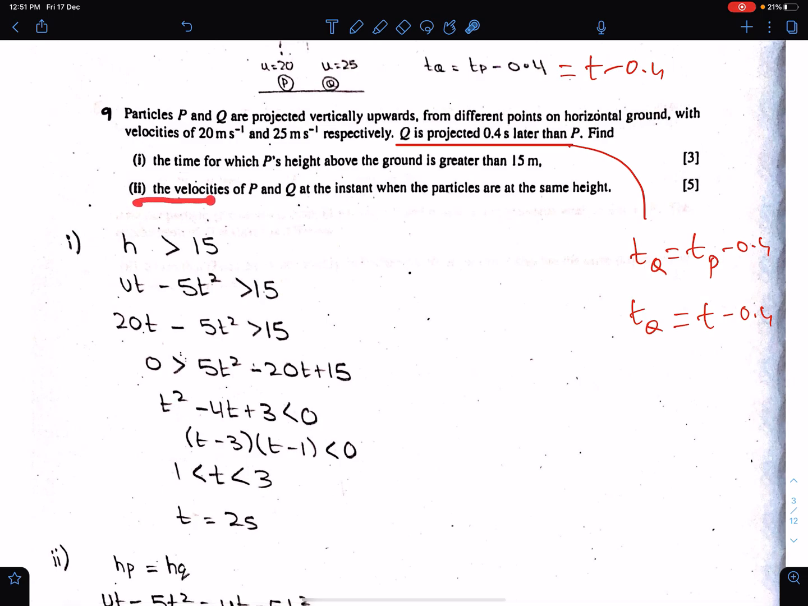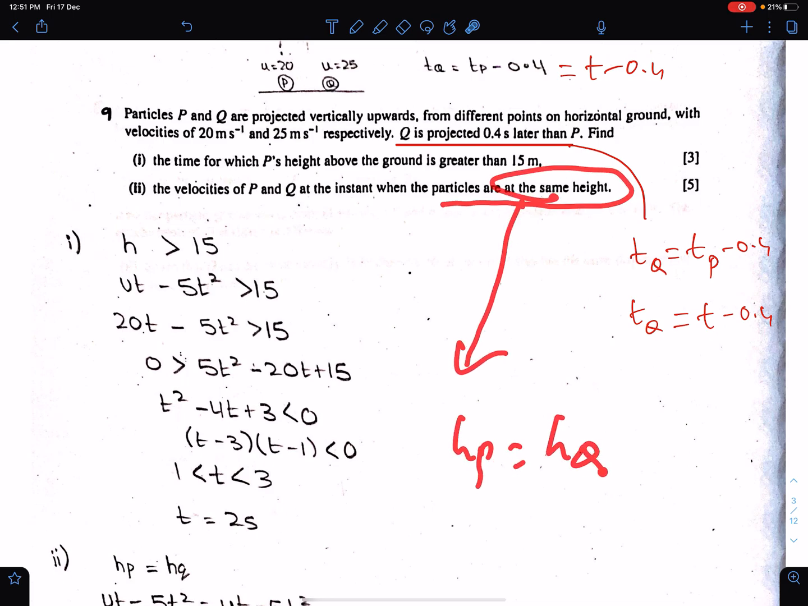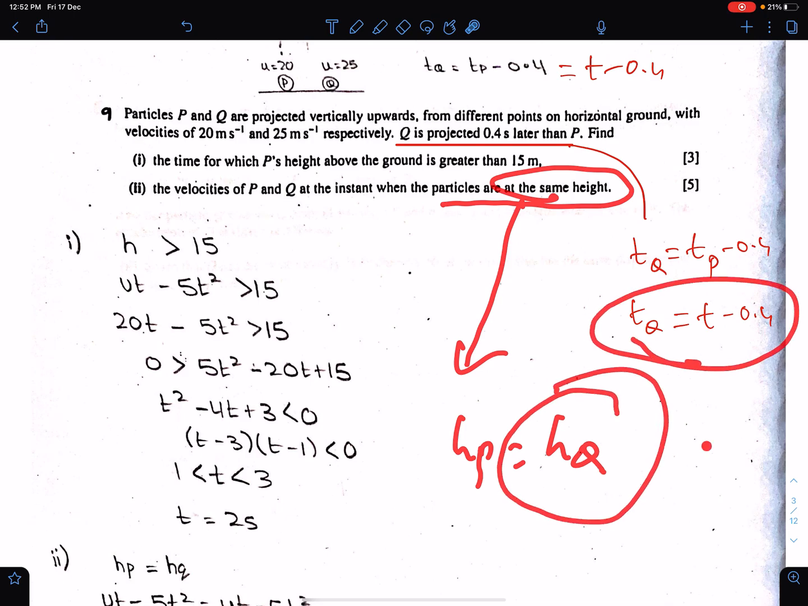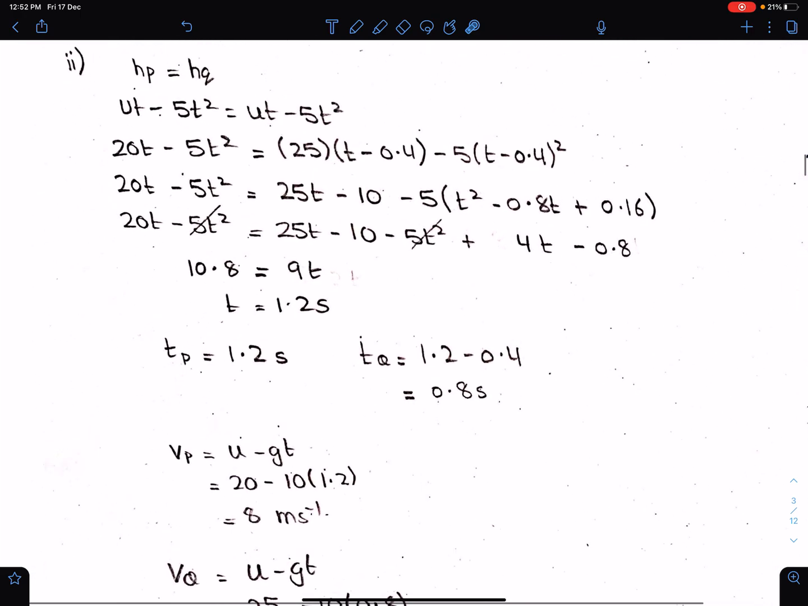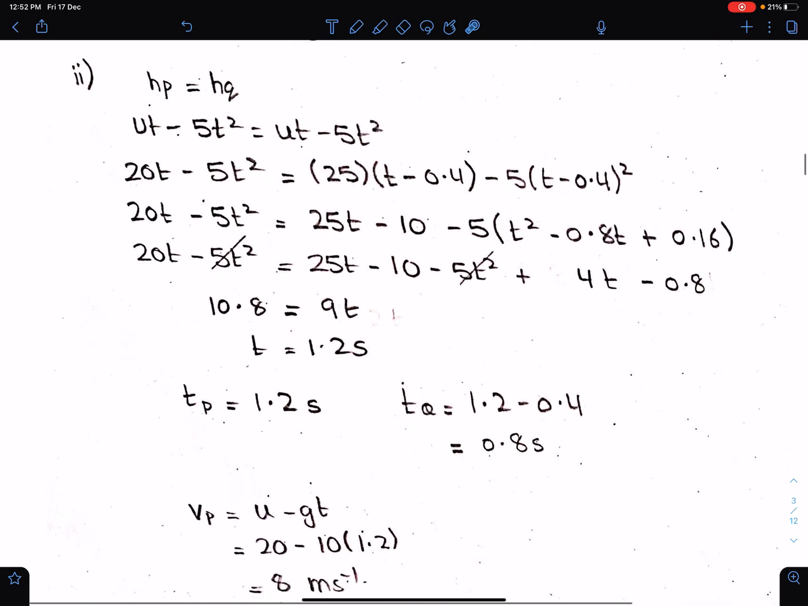Now, we need velocities of both the particles at the instant when particles are at the same height. Same height means height of P is equal to height of Q. But for Q, we will use this equation. This is the time of Q. This is here, height of P, so ut minus 5t square, and height of Q. For Q, you should use this equation.